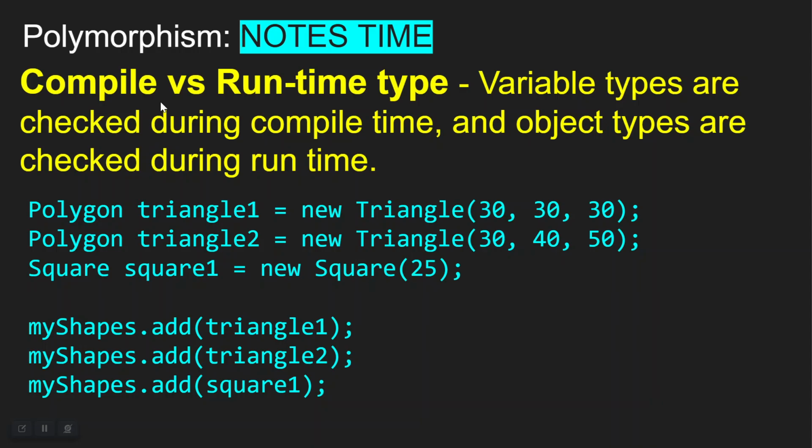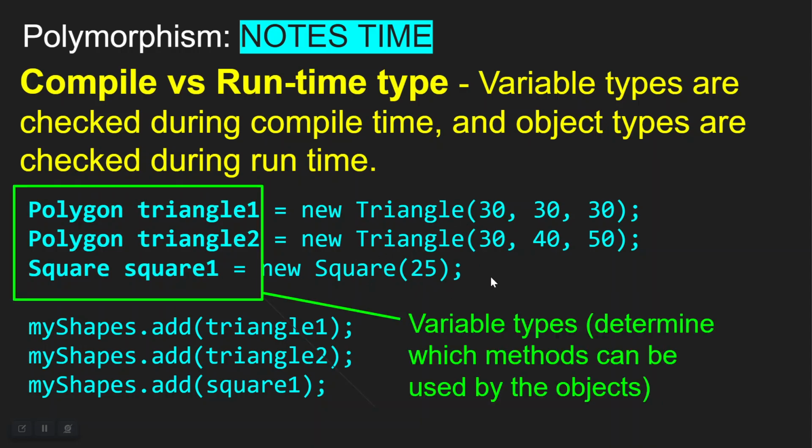Now we have to talk a little bit about compile versus runtime type. Variable types are checked during compile time. So when you compile your code, when you hit run and it starts to compile, it's checking what variable types we have in this algorithm. Now object types are checked during runtime. So after the code compiles, and the compiler says, okay, this all checks out, I'm going to go ahead and run the program. When the program actually executes is when the object types are run.